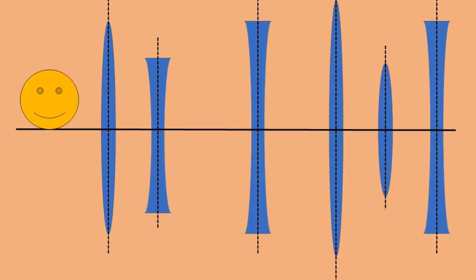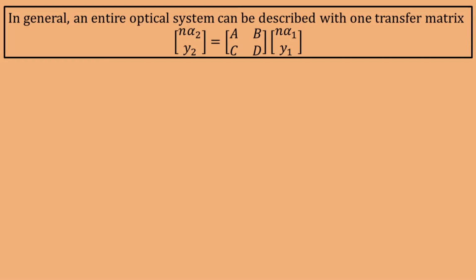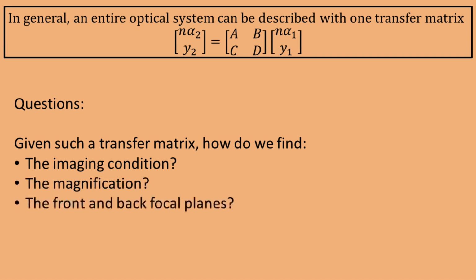Given a complicated imaging system, how can we analyze it efficiently? We've now seen that propagation in free space and propagation through a thin lens can be described by transfer matrices. To find the transfer matrix of a complicated imaging system, simply multiply all the transfer matrices of the components. Now suppose we have some transfer matrix A, B, C, D of an arbitrary optical system. How do we extract useful information from it? For example, how do we derive the imaging condition? How do we derive the magnification? Or how do we find the locations of the front focal plane and back focal plane?